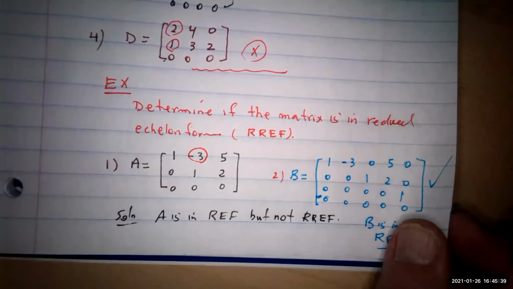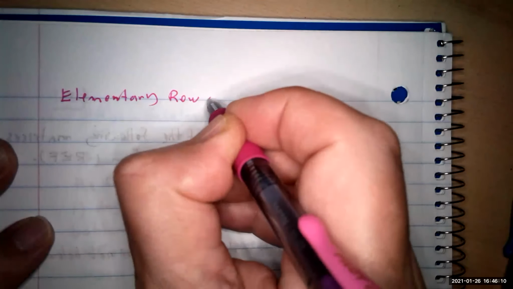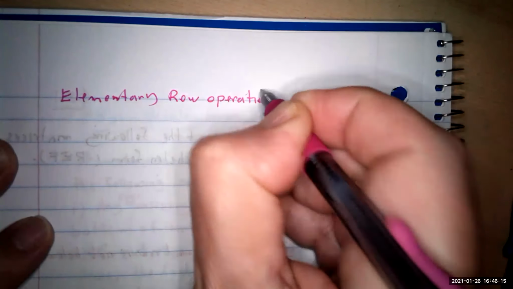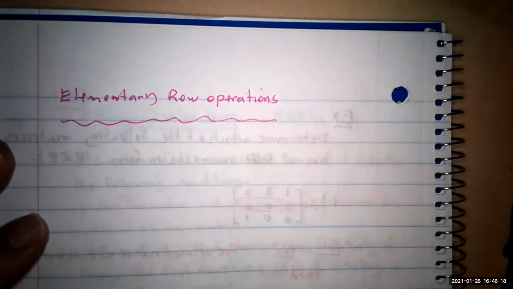So let's introduce the list of operations that you can use. We call them elementary row operations.